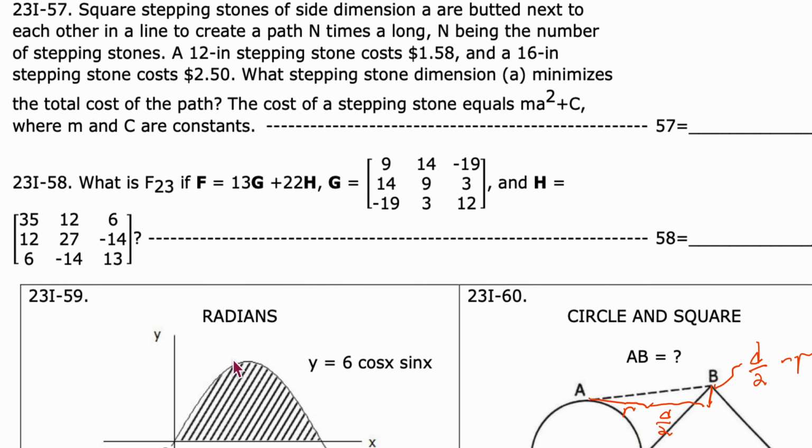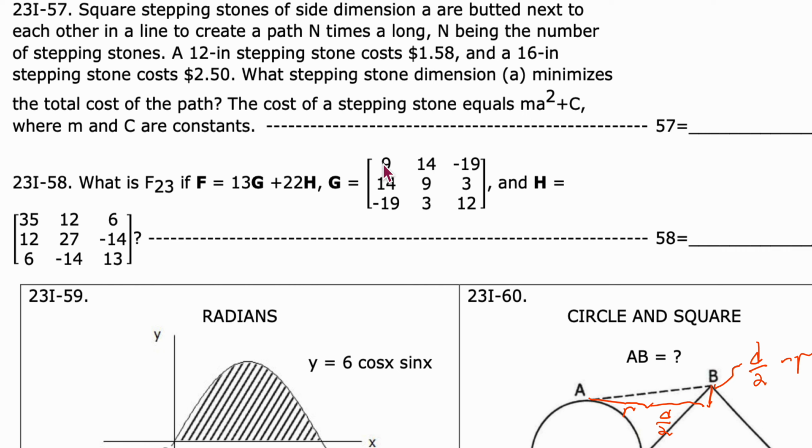58, they ask what is f(2,3) if f is going to be equal to 13 times g plus 22 times h. They give us the values of these two matrices. So what we have to do is we put this into the matrix or matrices, and we do the math operations. 13 times this guy is going to take 13 times 9, 13 times 14, 13 times negative 19. It's going to multiply every element through by 13. Then we're going to take h, multiply by 22, and every element there is going to be multiplied by 22. We add them. And the question is, what is the value f(2,3)?